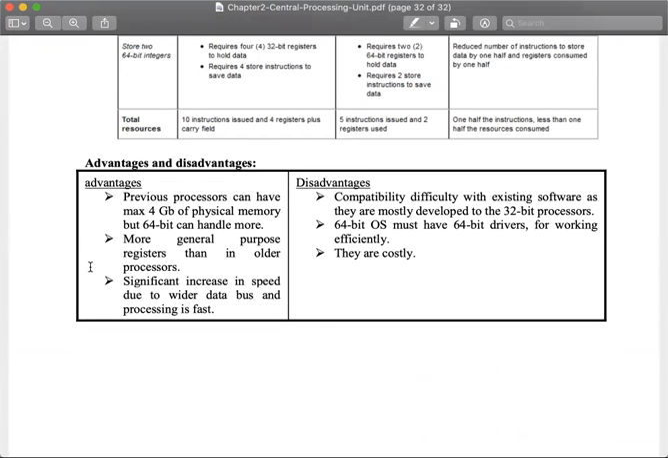So basically this lecture is about the CPU: what is in the CPU, how we are going to execute instructions, how the addressing modes work, and how the instructions work, as we see here. Okay, so lecture 2 ends here.